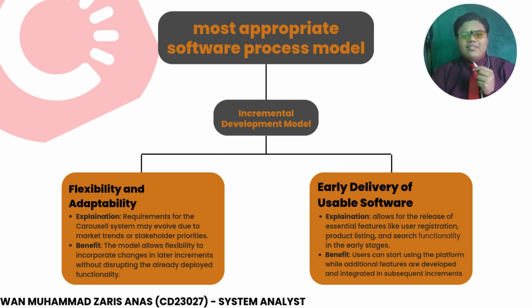Based on the case study assigned, the most appropriate software process model for the Carousell system is the incremental development model. But why did we choose this software process model? There are two reasons to support our decision to use the incremental development model. Firstly, flexibility and adaptability. The incremental development model provides us with options for changes and the ability to improve constantly.